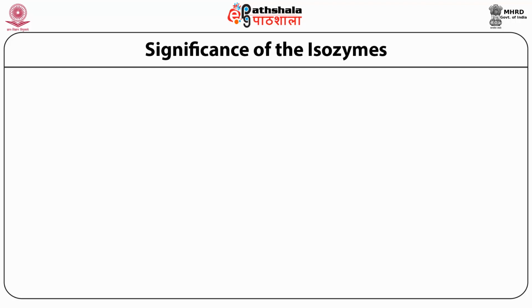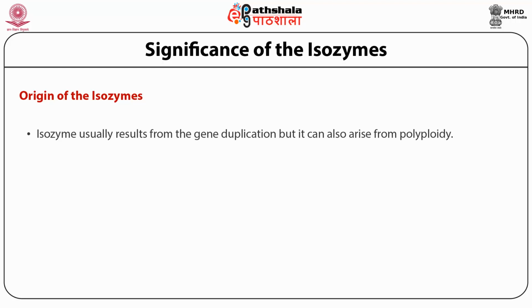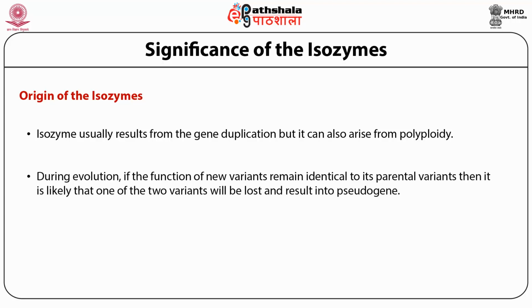After discussion of types, significances, and methods of separation, the important point is how the different isozymes originated. Isozymes usually result from gene duplication, but they can also arise from polyploidy. During evolution, if the function of a new variant remains identical to its parental variant, then it is likely that one of the two variants will be lost and result in a pseudogene.